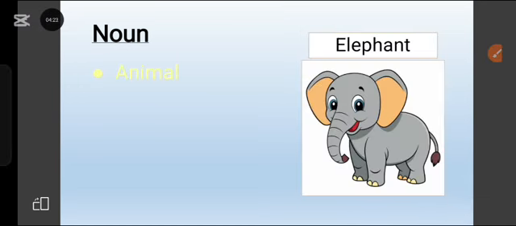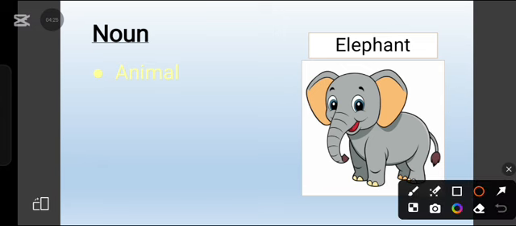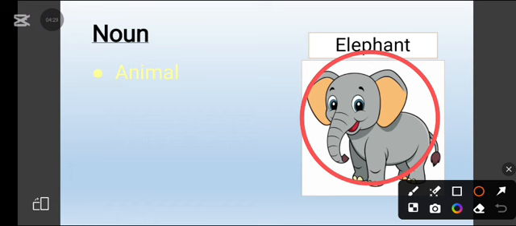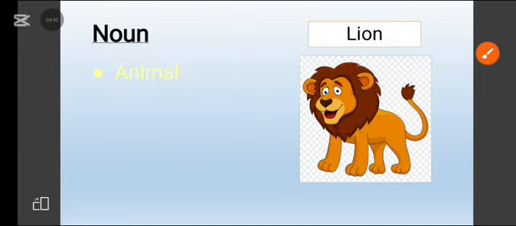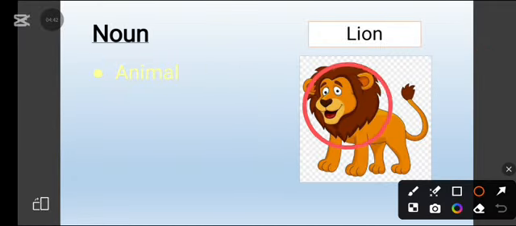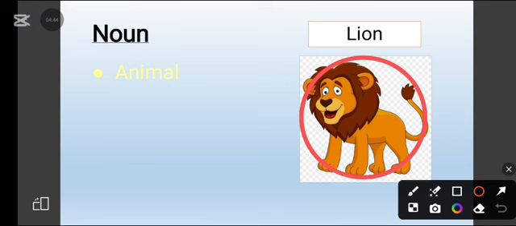In the next picture we will talk about animals. Okay, here you can see elephant. Elephant is an animal. As you know, noun could be name of an animal. So, an elephant is also a noun. Okay, the next picture is of lion. Okay, lion is an animal and noun could be name of an animal. So, that's why lion is also a noun.